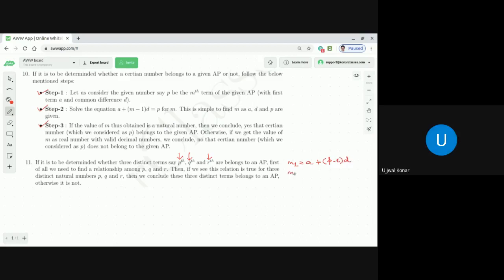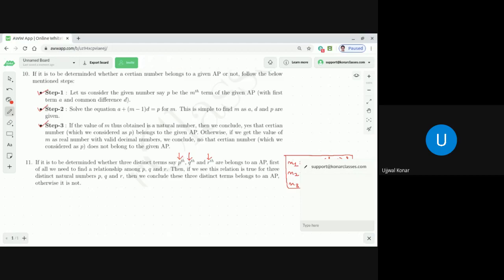Then N2 is equal to A plus Q minus 1 into D, correct or not, dear students? And N3 is equal to A plus R minus 1 into D. Okay. Now, by leveraging these three linear equations, dear students, always remember that I'm going to make a very generic statement in mathematics.